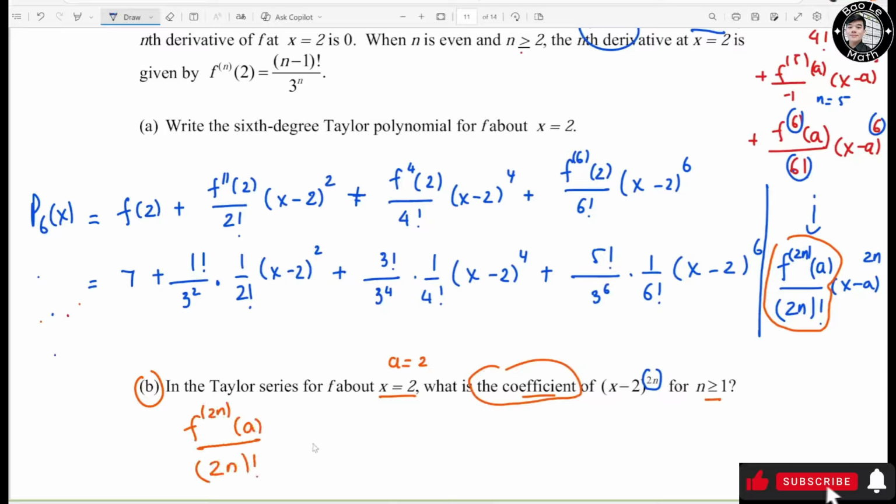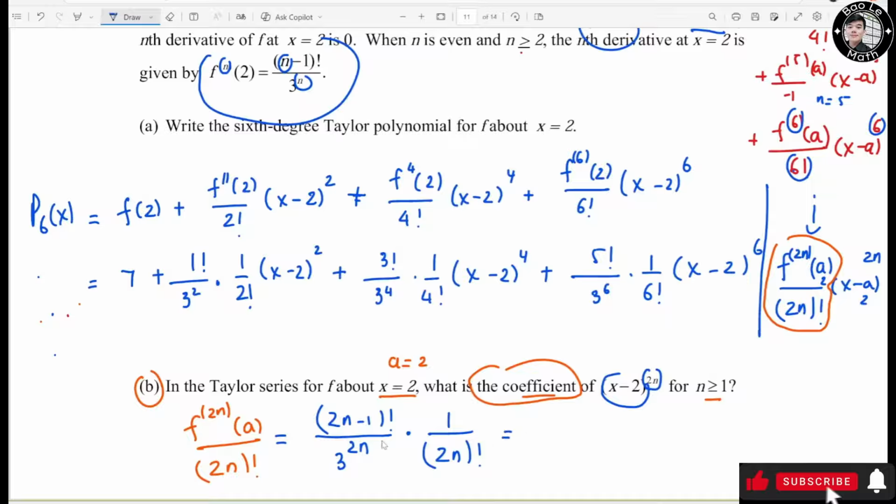Now in order to find this one, we look at the formula right here. If this guy n, this guy n, and this guy n, now we have 2n right here, so we just replace n with 2n, right? So we have, now we're going to simplify this one. 2n minus 1 factorial, rewrite this one, over 2n factorial can be written as 2n minus 1 factorial times 2n, right?